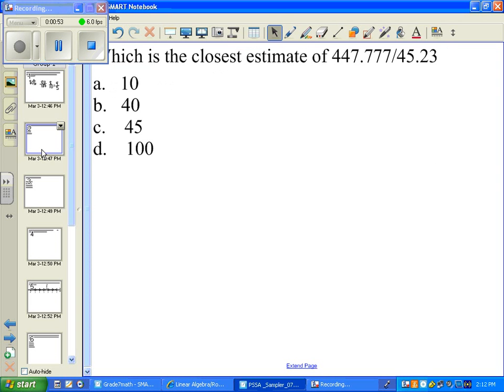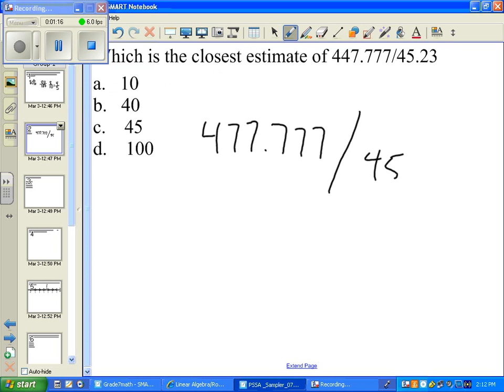This next one is, which is the closest estimate to 447.777 divided by 45? And if we look at this, 477.777. We're going to divide this by 45.23. First thing we can do is ignore these decimal points. By the scale of the numbers, they really don't have any effect on this. And we can round this up.